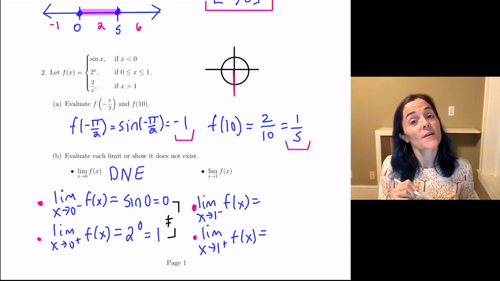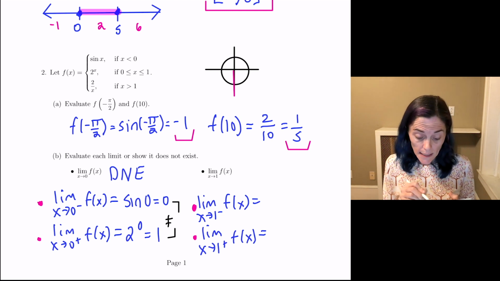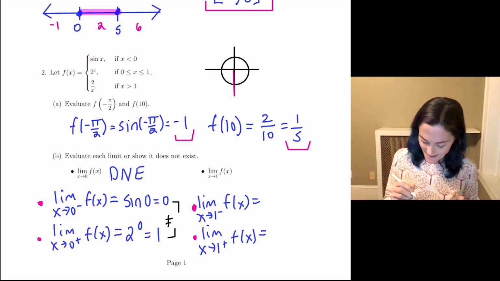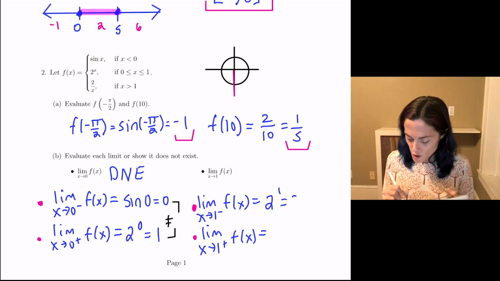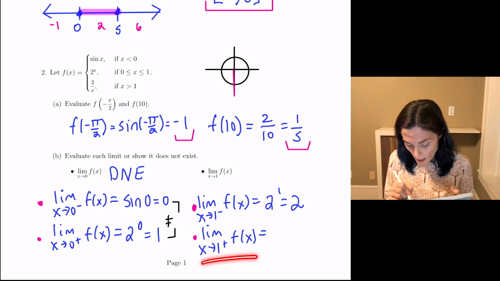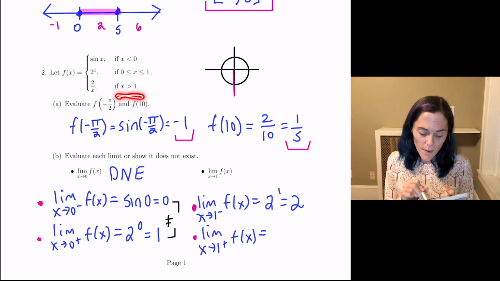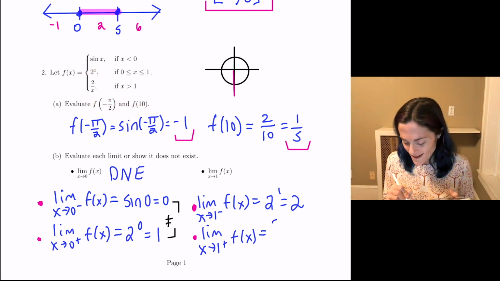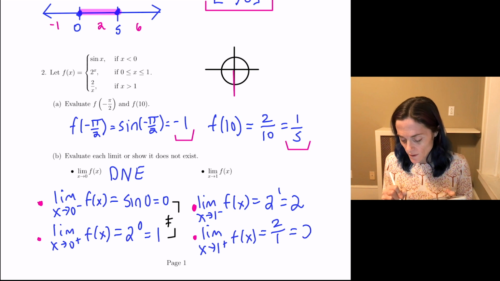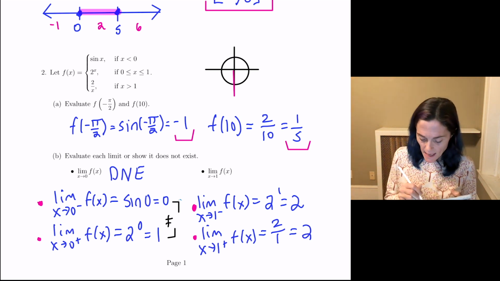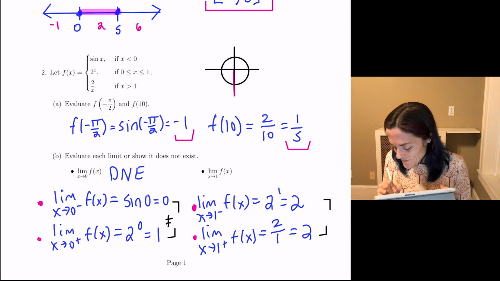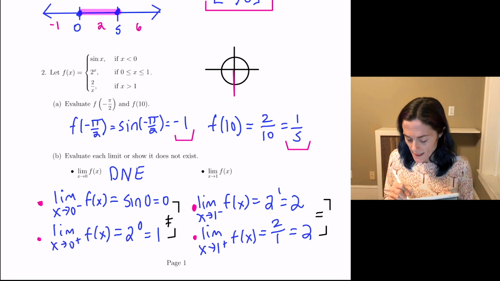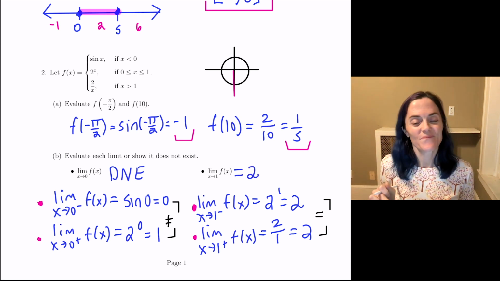At 1, for the limit from the left, we use values less than 1 and approaching. We evaluate here, 2 to the 1, which is 2. The limit from the right, we use values bigger than 1 and approaching. We evaluate here. We have 2 over 1, which is 2. Okay, in this case, the limit from the left equals the limit from the right. Therefore, the overall limit exists and equals this value.